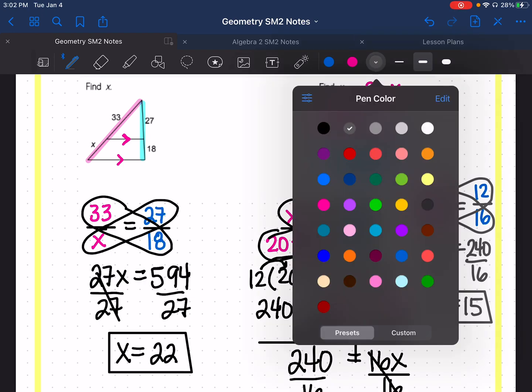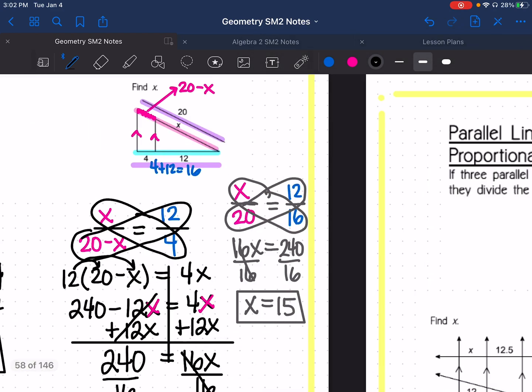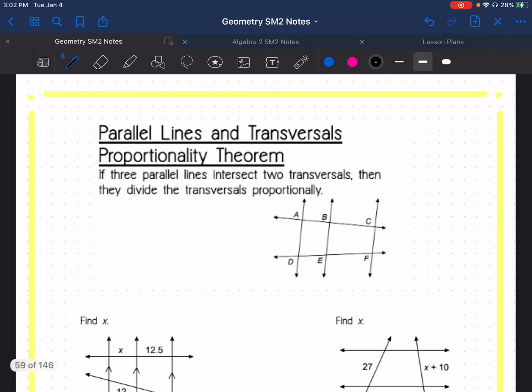Okay, let me change that back to my black pen, and let's look at our next proportionality theorem, which is my parallel lines and transversals. It says if 3 parallel lines, 1, 2, 3, intersect 2 transversals, 1, 2, then they divide the transversals proportionally. What that means is I can make a fraction with these, and I can make a fraction with those, and I can set them equal to each other and cross multiply just like we did.